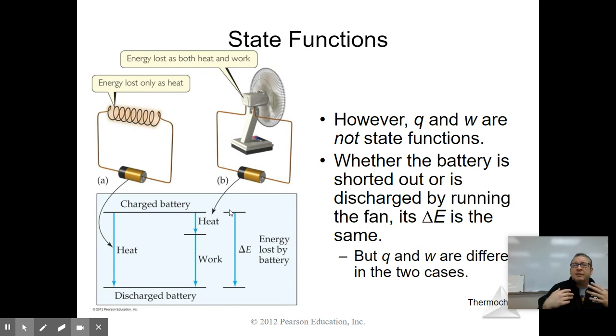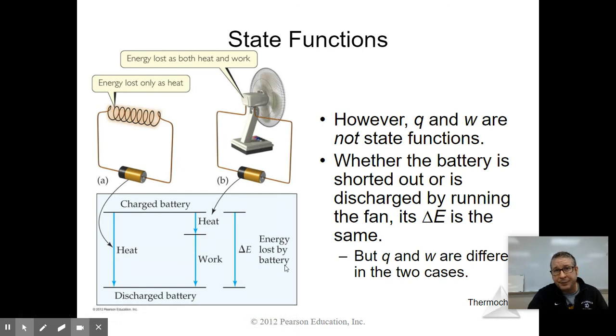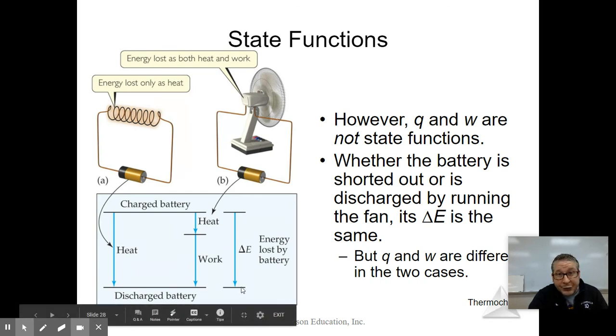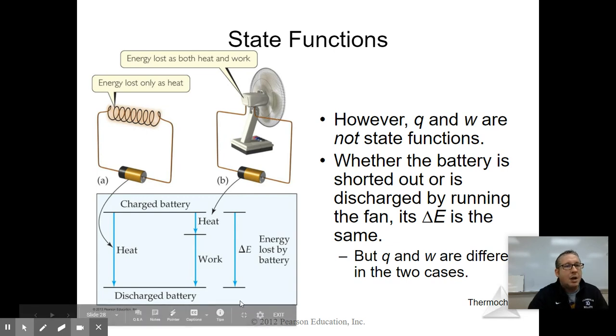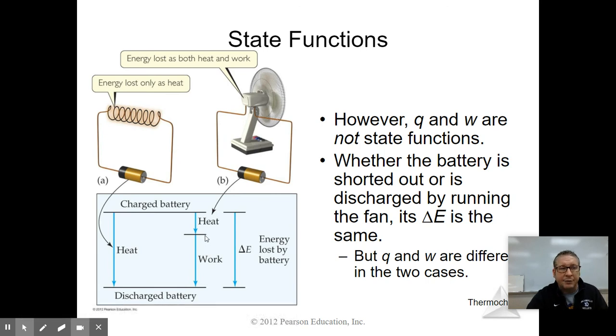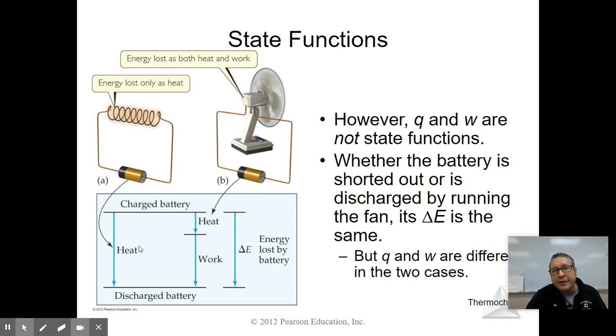If we were to look at this in the form of a table, the same amount of energy lost by both batteries is going to be the same. Since they contain the same amount of energy initially, they're going to lose the same amount of energy when they're completely empty of internal energy. But in A, it's only lost by heat. In B, it's only going to be lost by a little bit of heat, and the rest of it's going to be lost in work. But overall, the same amount of energy is going to be lost.